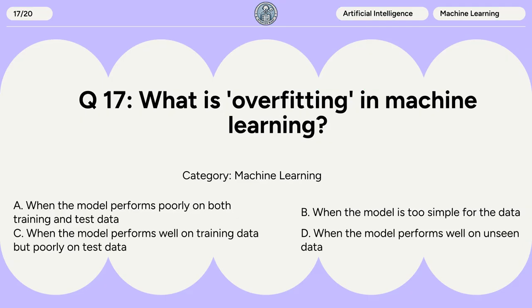Question 17. What is overfitting in machine learning? A. When the model performs poorly on both training and test data. B. When the model is too simple for the data. C. When the model performs well on training data but poorly on test data. D. When the model performs well on unseen data.